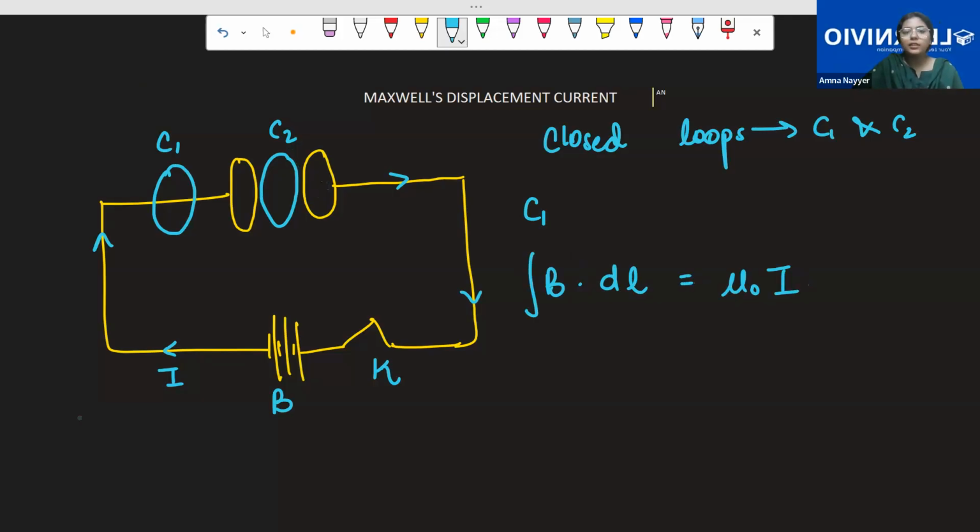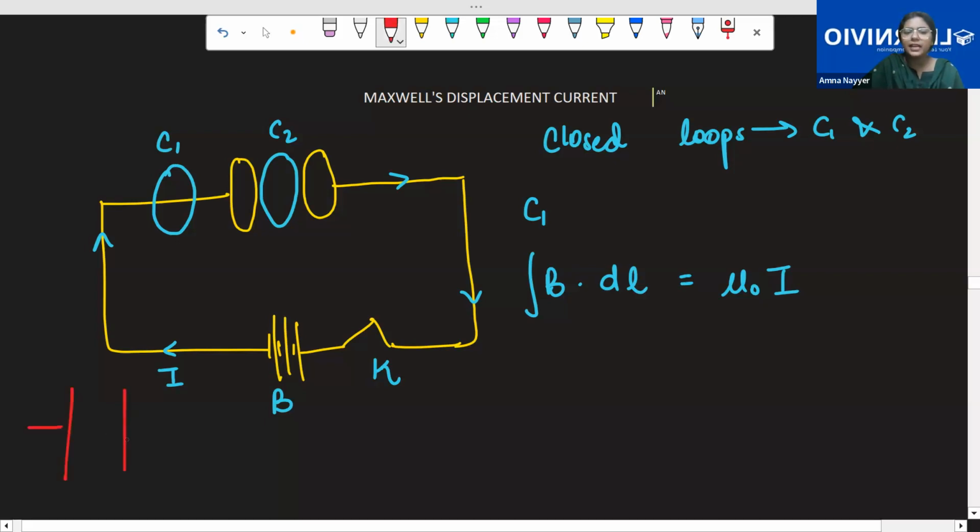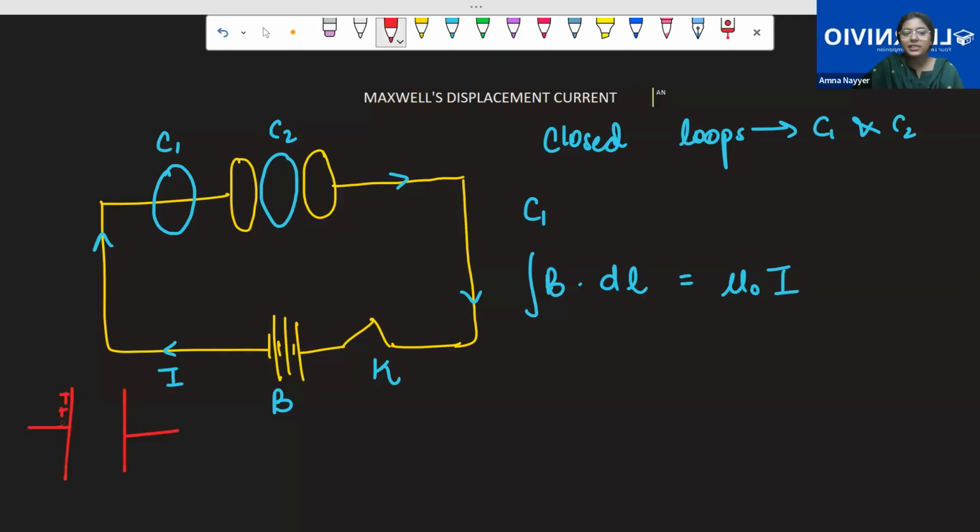Now we know one thing already, that in capacitors, current does not flow between them because it's a dielectric material. How will the charges be transferred? Charges are basically transferred by the process of induction. If this is positively charged, this makes it negatively charged, and that's how the further charges are transferred. So same is the case here as well. If I take a closed loop in between, the integral of B dot dl will be mu naught times current, which is 0.